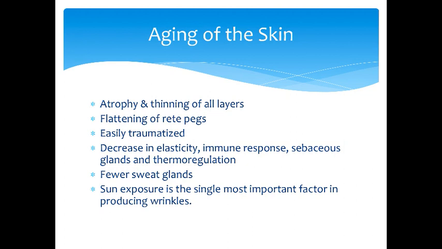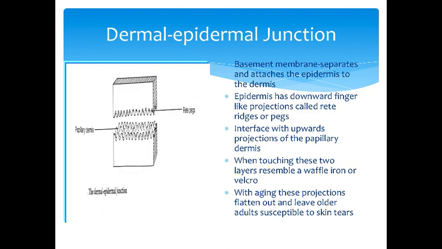Our immune responses slow down. Our sebaceous glands don't work as well, and neither does our thermoregulation. They also have fewer sweat glands. And sun exposure is going to be the most obvious cause for them having wrinkles. So that's why we all wear sunscreen, right? Because we don't want to get wrinkles. This is just a picture there.